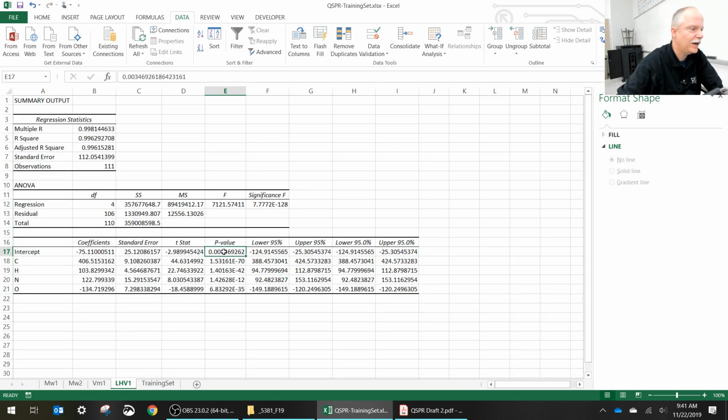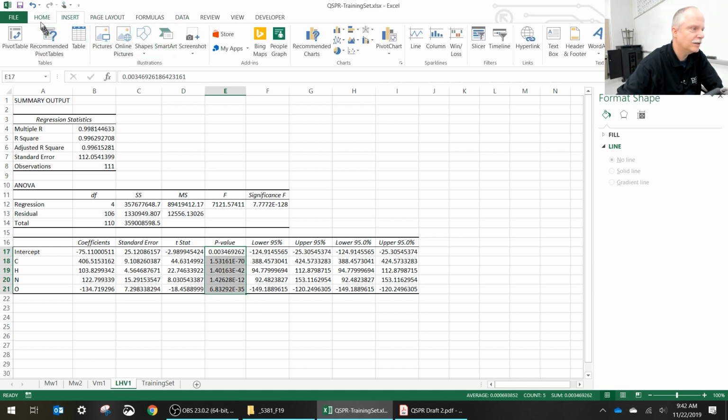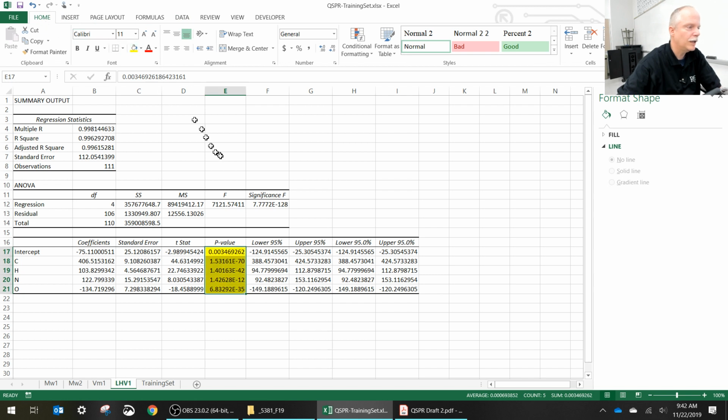My intercept p-value is 0.003. So that's less than 0.05. So I like that. So I'm going to keep the intercept. That's even better. And look at the R squared value. It's even better than the molar volume, 0.996. Here are my coefficients. So this is my relationship matrix. This will convert the molecular formula into how much heat I can get out of that in combustion.